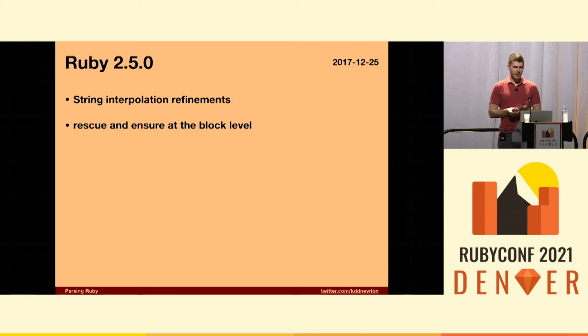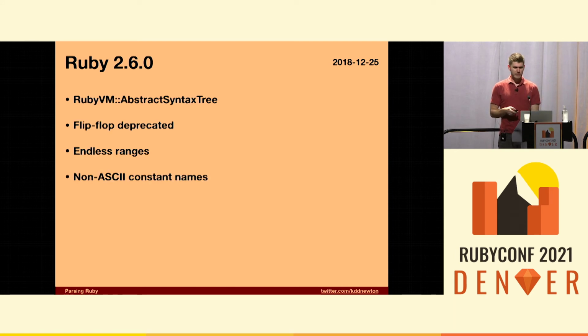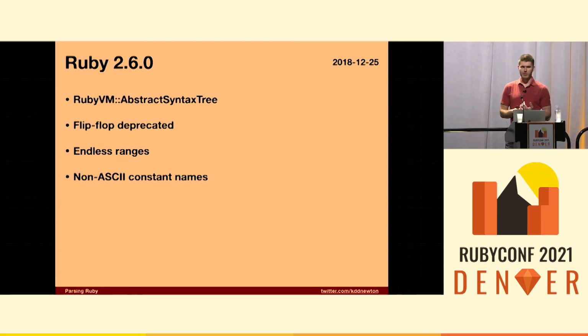2.5 comes out with rescue and ensure at the block level. 2.6 comes out. Ruby VM abstract syntax tree is introduced. Ruby VM abstract syntax tree was not what I would call an intentional release. It was part of a test suite for another feature. And it's a very, very interesting thing. I encourage you to go to the Ruby issue tracker and go read about it.